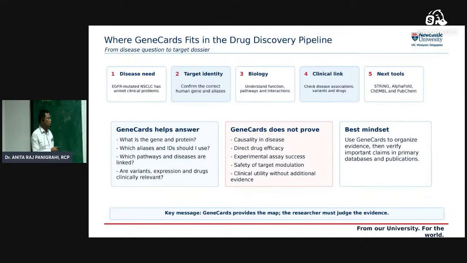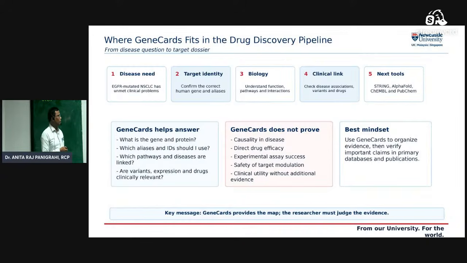It also does not tell you about safety when you modulate that particular protein. GeneCards won't tell you whether the compound is going to be safe or not, and it also does not tell whether it is going to be clinically useful or not. Why I'm telling you this is that you are in drug discovery research. You should know what it is good for and what it is not good for.